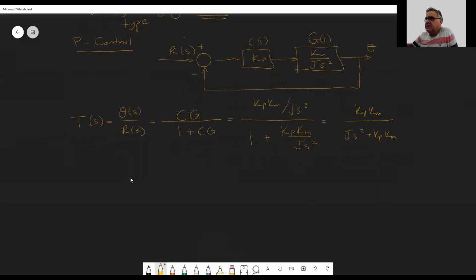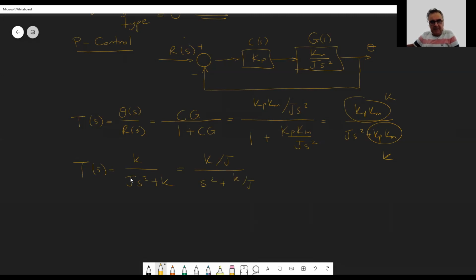You can call this Kp Km as K. This thing is K, so that you simplify T of S to be K over, let's say, Js squared plus K. So you can even write this as K over J divided by S squared plus K over J.